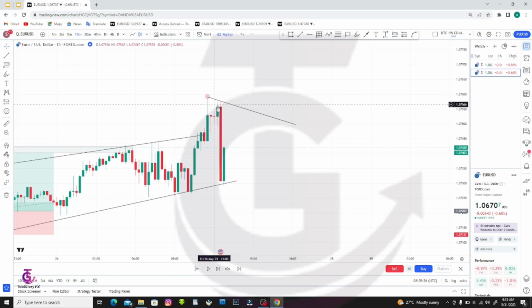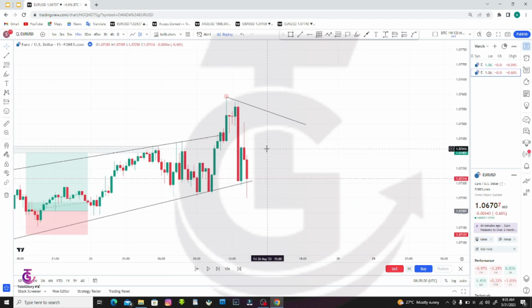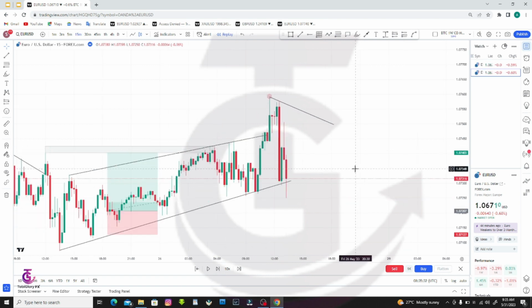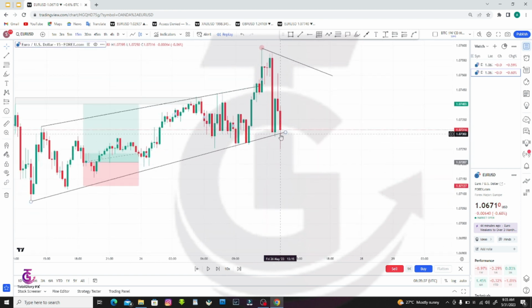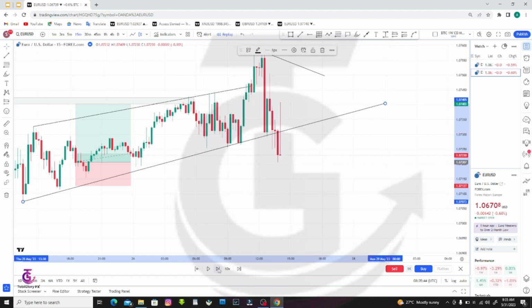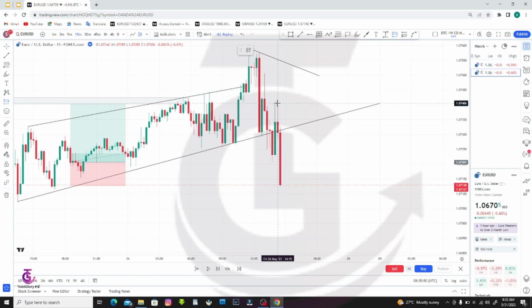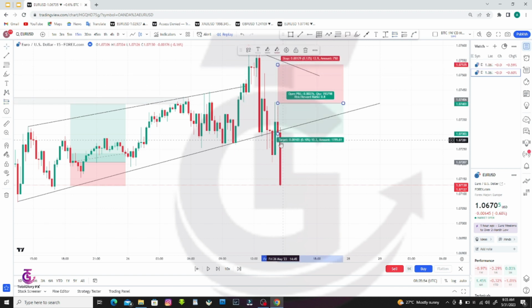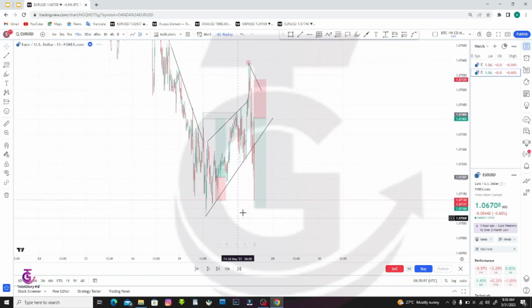Can you see? Here, here. So you need to mark out everything. Now if price break below this, we need a retest and a confirmation. Now we need a retest. This is the retest. We can sell from the retest and our stop loss at the back and target the next support.